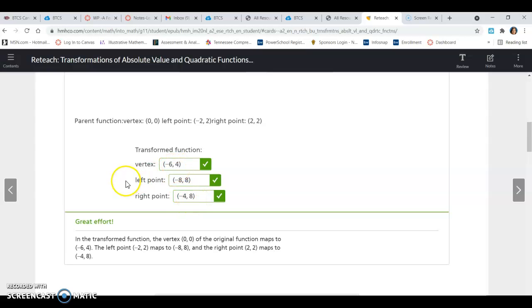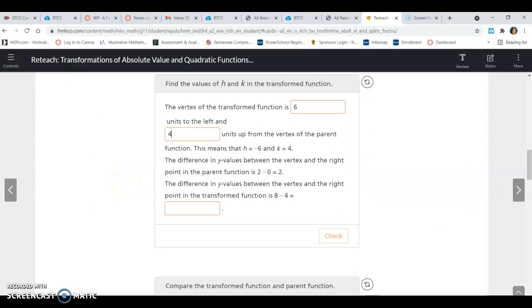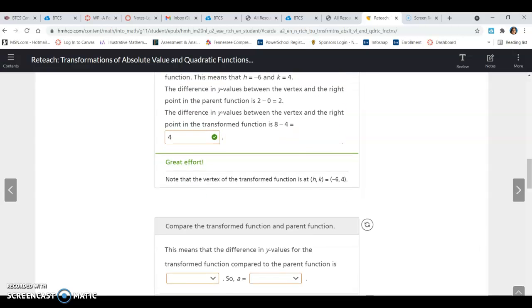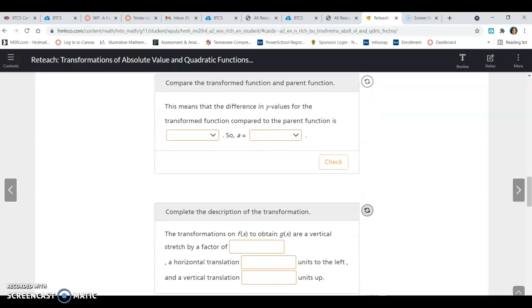The difference in y values between the vertex and the right point, and the vertex would be the 8 and the 4. So it says 8 minus 4, this answer would be 4, and we can check and make sure we got those correct. All right, so this is a lot of reading and just trying to interpret the information. Again, using the formulas I gave you hopefully will help.